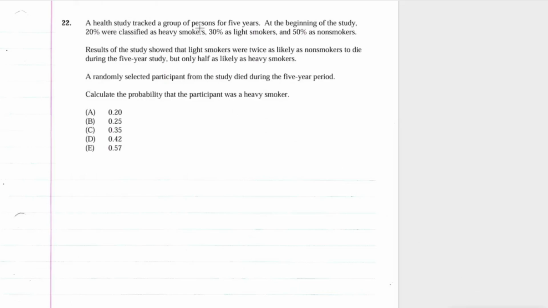A health study tracked a group of persons for 5 years. At the beginning of the study, 20% were classified as heavy smokers. So the probability of being a heavy smoker is equal to 0.20. 30% were light smokers, so the probability of being a light smoker is equal to 0.30. And 50% as non-smokers. So the probability of being a non-smoker is equal to 0.50. So they add up to 1, right?